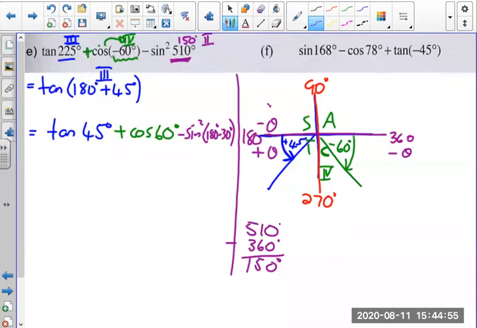And now I can carry on. Now, where will I find the answers for 45 and 60 and 30? Can you remember your special triangles?